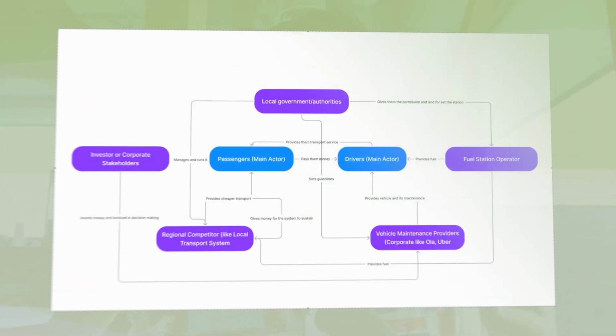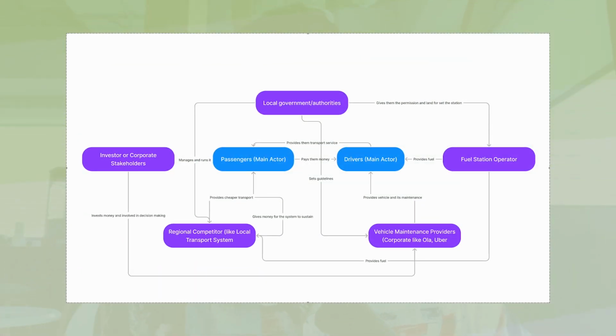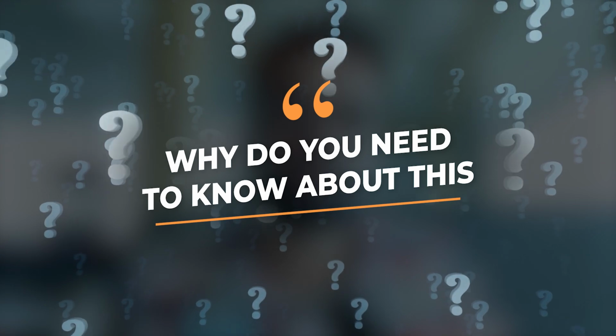Now with this, you get the idea that whenever you are building a solution for any problem statement, it is not just 2 people or 3 people who are involved. There is an entire ecosystem which is involved. Now why do you need to know about this?